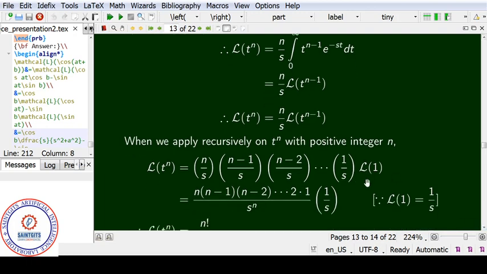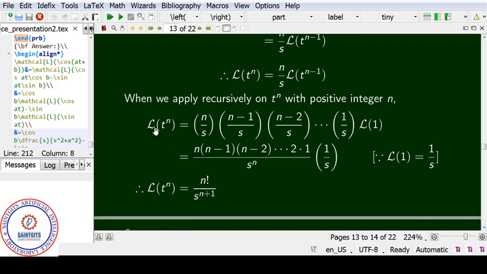When we use L of 1 is equal to 1 by s here, numerator becomes 1 into 2 into 3 into etc. n, that is n factorial. Denominator becomes s raised to n into s, that is s raised to n plus 1. We start with L of t raised to n in the left side. L of t raised to n is equal to n factorial divided by s raised to n plus 1.